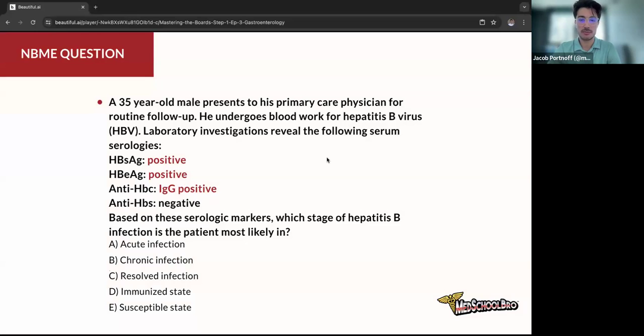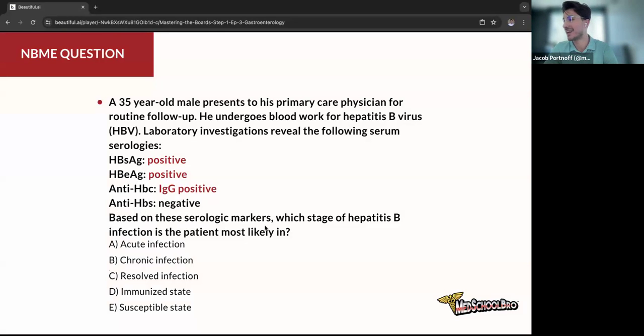We have a 35-year-old male, presents to the primary care physician for routine follow-up. He undergoes blood work for hepatitis B. Laboratory investigations reveal the following serum serologies. Our Hep B surface antigen is going to be positive. HBe, our envelope one, is going to be positive. And then our antibodies, we're going to have a positive IgG. We're going to have a negative antibody to HBs.